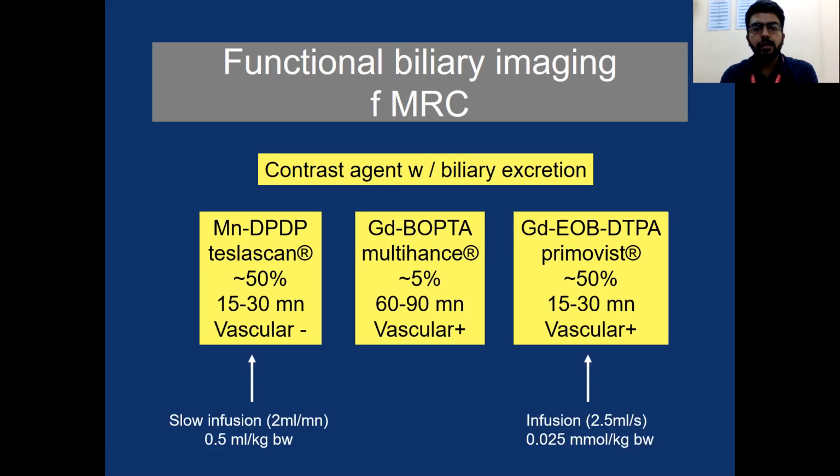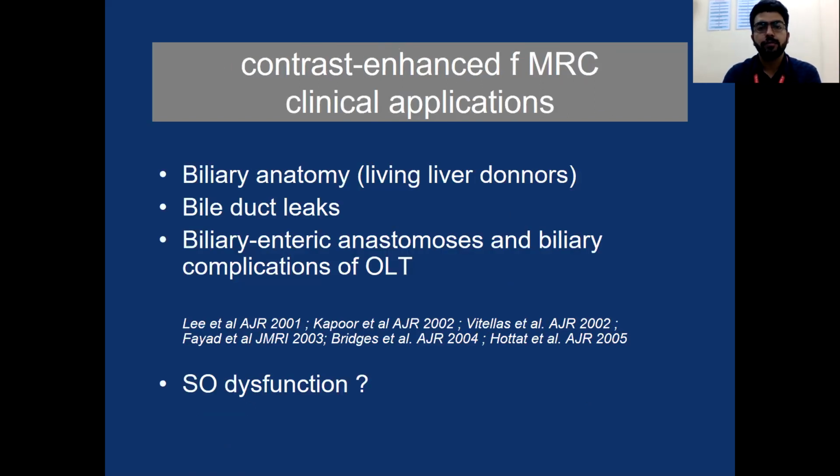MN DPDP is given in slow infusion, 2 ml per minute, 0.5 milliliters per kg bolus we have to give. In gadolinium EOB DTPA or Primovist, we give the infusion at 2.5 milliliters per second, 0.025 mmol per kg bolus we have to give.